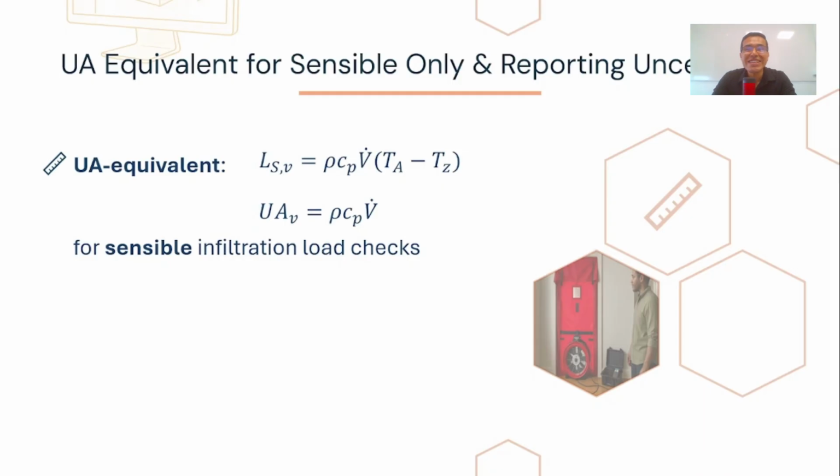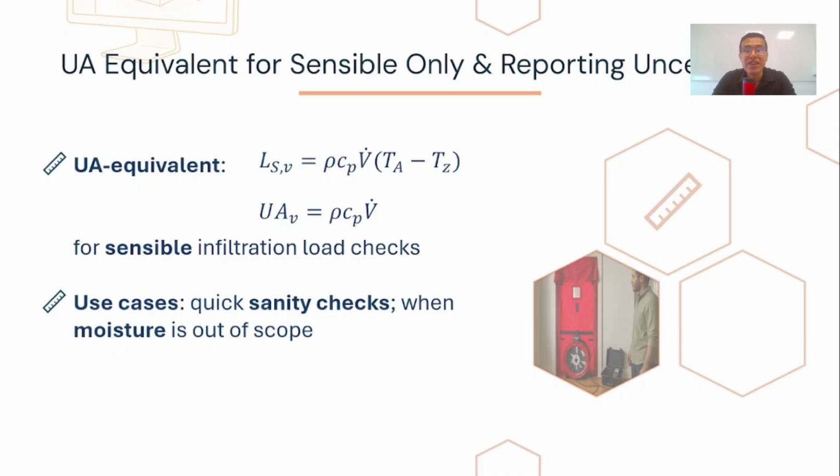For those quick sanity checks, or when you are just focused on the sensible load, you can convert air exchange into an equivalent UA value. This is a great way to turn a messy airflow problem into a simple heat conduction problem, which is perfect for early stage design estimates. As a result, this shortcut is best used for a quick sanity check, or when moisture and dehumidification are not a critical part of our analysis.